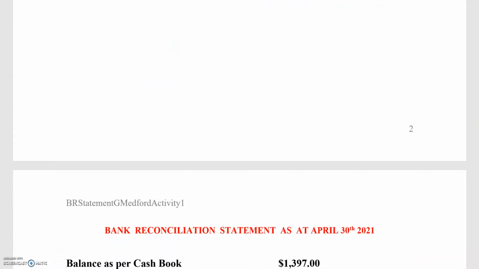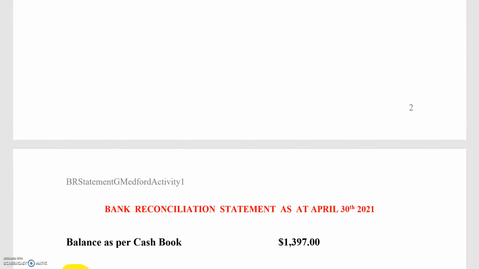So we begin with our balance as per cash book, and in this case, before we write the balance as per cash book, we need to write the statement, bank reconciliation statement as at, and give the date. In this case, it would be as at April 30th, 2021. And we are starting with the balance as per cash book, and this would be the closing balance or balance carried down as at April 30th.